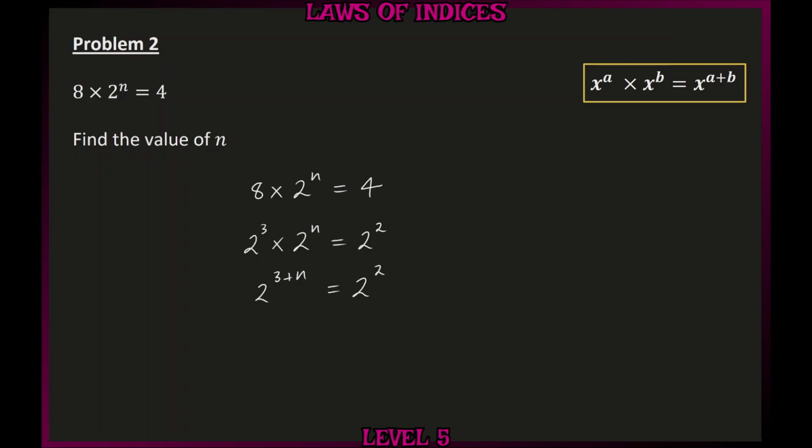Now that we have the same base, which is 2, on both sides of the equation, we can say that the powers on each side of the equation must be equal to each other. And this means that 3 plus n must be equal to 2. We can now solve this equation by subtracting 3 from both sides, and we get to our final answer, which is n is equal to 2 minus 3, which is minus 1.